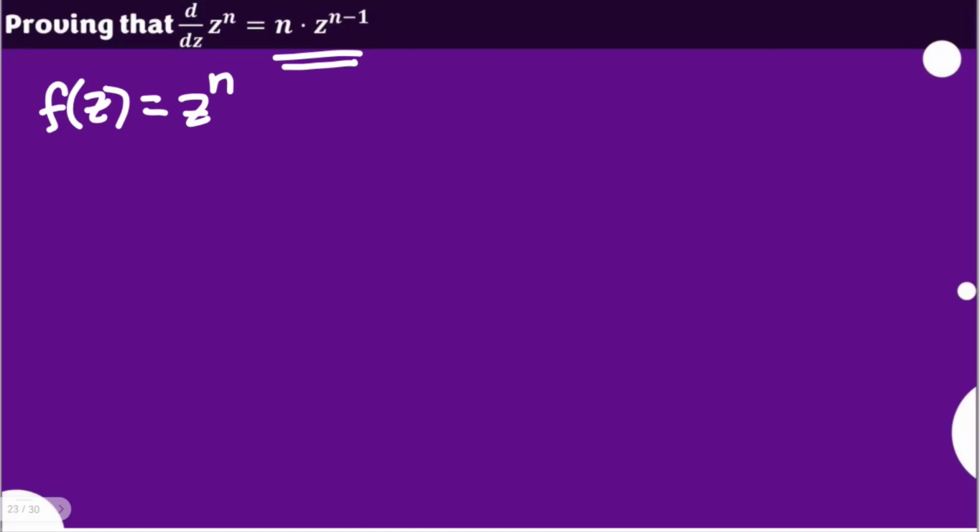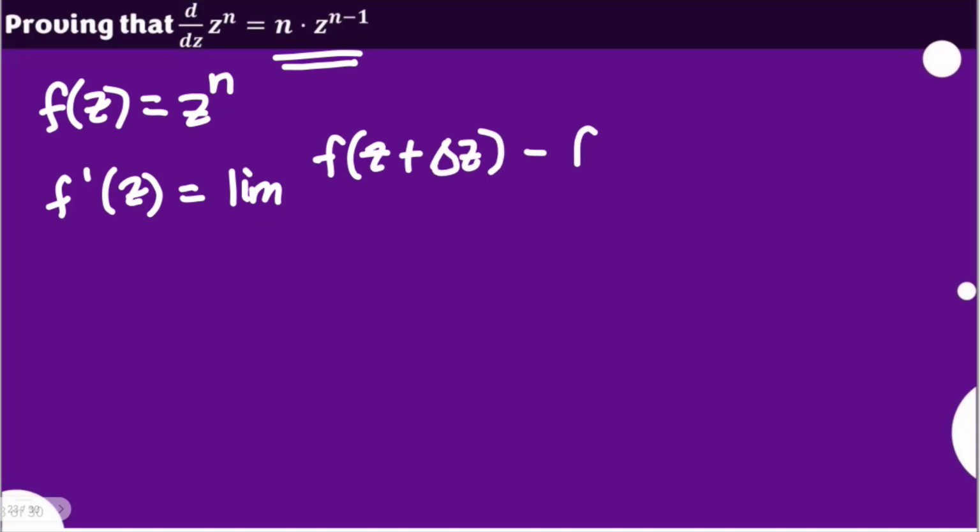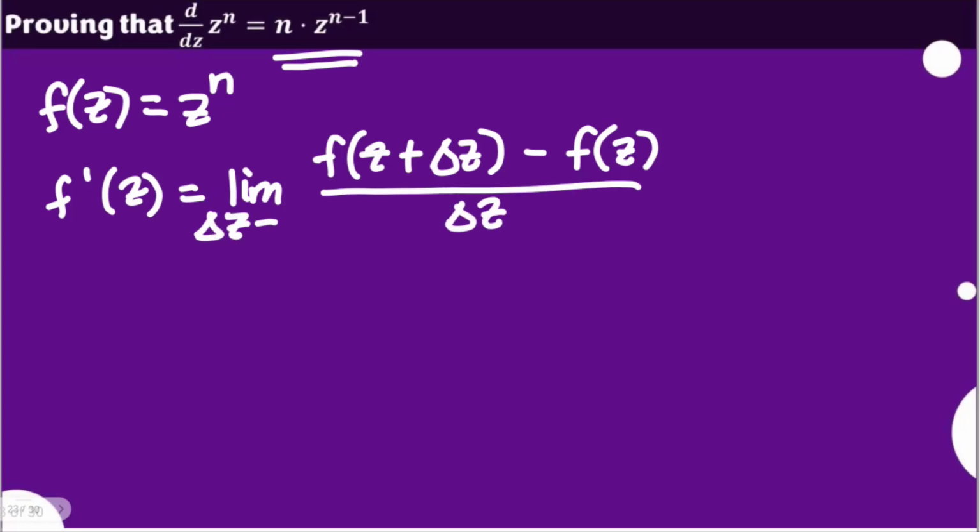Now, let us use the definition so that after proving this, we can apply the same concept or the rule in differentiating other functions later on. Let's have the definition for the derivative, which is equivalent to the limit of f of z plus delta z minus f of z all over delta z as delta z approaches 0. What we need to do here later on is identify the equivalent form of this function from this f of z given as z to the power of n, and later on apply some processes in order for us to cancel this because we don't want 0 as our denominator.